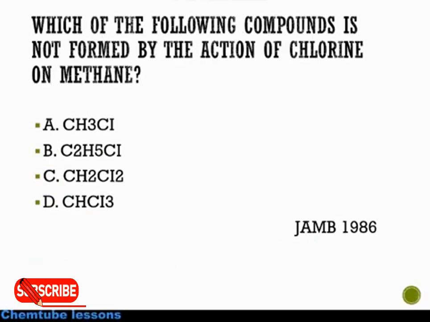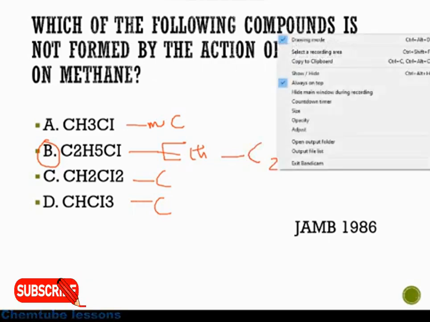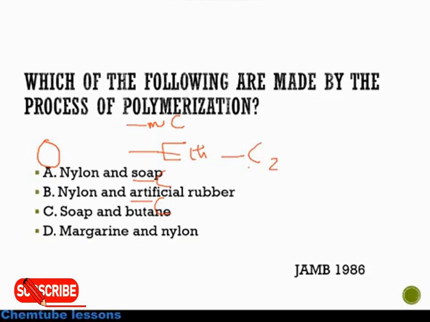Which of the following compounds is not formed by the action of chlorine on methane? So the answer is B. Okay, B, because B is an ethane compound. The rest are methanes. Okay, they have a single carbon, but this one has 2 carbons. So that is why it's wrong. It can never be a product. So let's go to the next question.